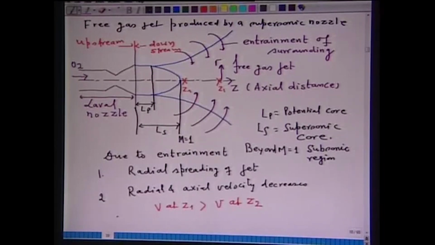So, you must note very carefully from here these two important things. One is the radial spreading of the jet, and the radial spreading occurs because of entrainment of the surrounding. As a result of entrainment of the surrounding, the main part of the jet, if it consists of oxygen, gets diluted, number 1. Number 2, the radial and axial velocity, they decay as we move downstream the nozzle. So, this is in short the behavior of gas jet when a gas discharges into the surrounding.